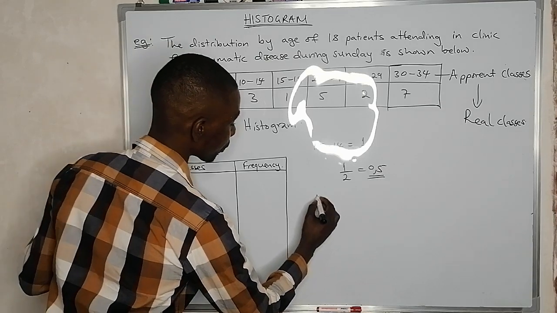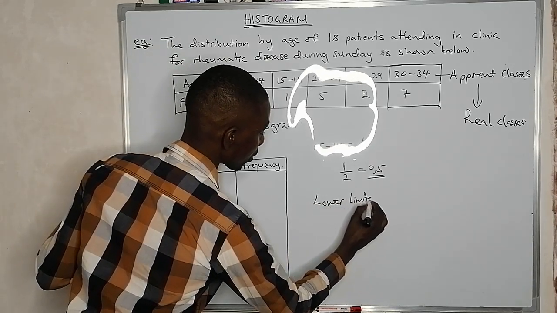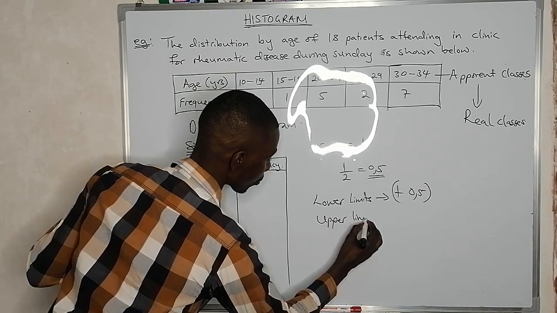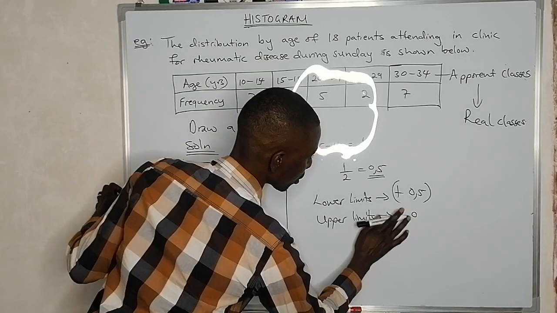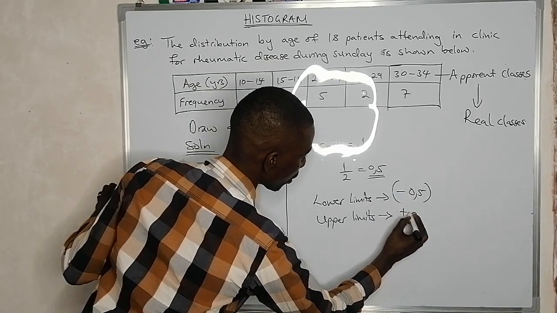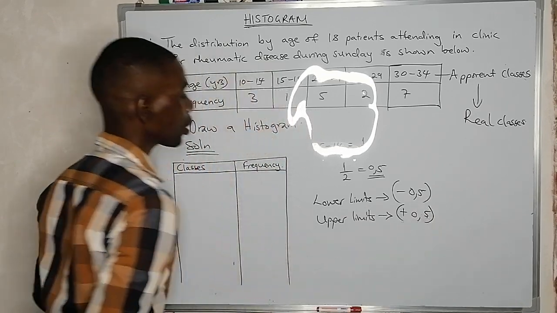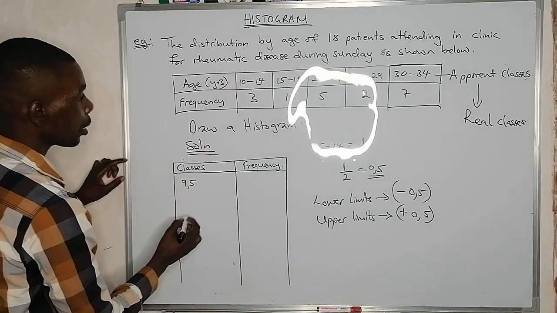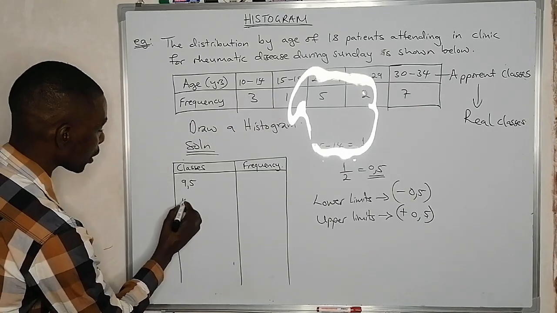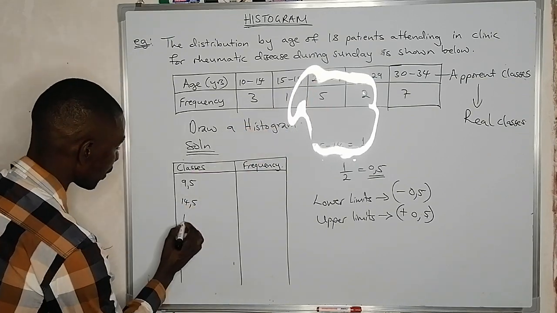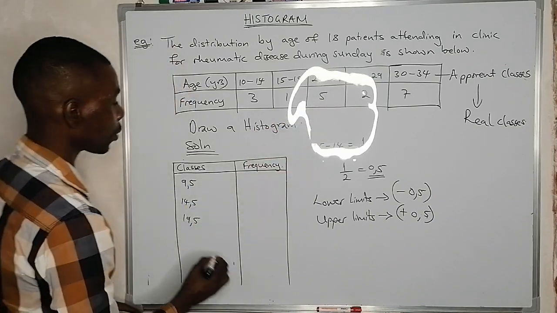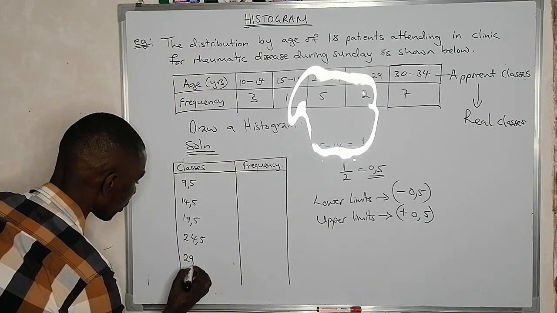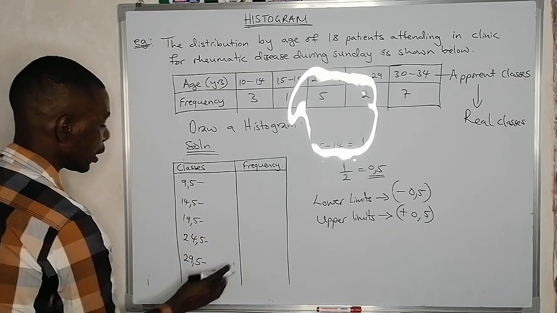So for lower limits we subtract 0.5, and for upper limits we add 0.5. Subtracting 0.5 from 10, we get 9.5. Then 14.5, 19.5, 24.5, and 29.5 for the other lower limits.